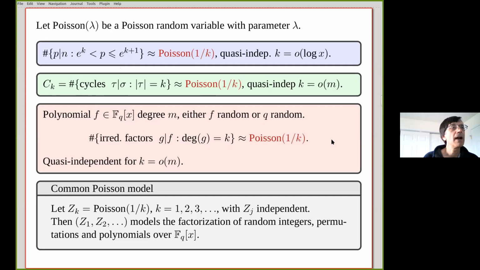And moreover, we have quasi-independence as long as k is not too large, right? Since our integer here is below x, I want k up to log x. So there's a logarithmic scaling that goes on in the integer setting. Okay, so as long as this k is not too large in each of these 3, then we have approximate independence for different values of k, right? So k equals 1, 2, 3, 4. These are going to be semi-independent statistics.